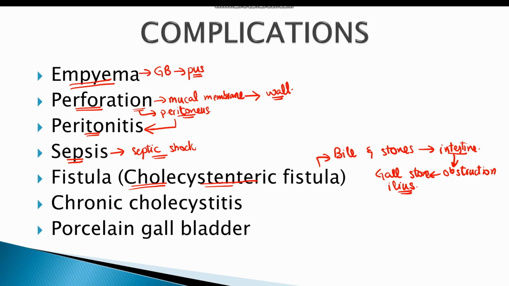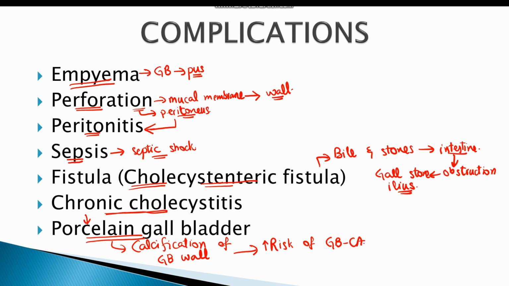Intermittent acute infection can also progress into chronic cholecystitis if left untreated. Chronic cholecystitis poses a major risk of porcelain gallbladder. Porcelain gallbladder means calcification of gallbladder wall. This calcification increases the risk of gallbladder carcinoma.